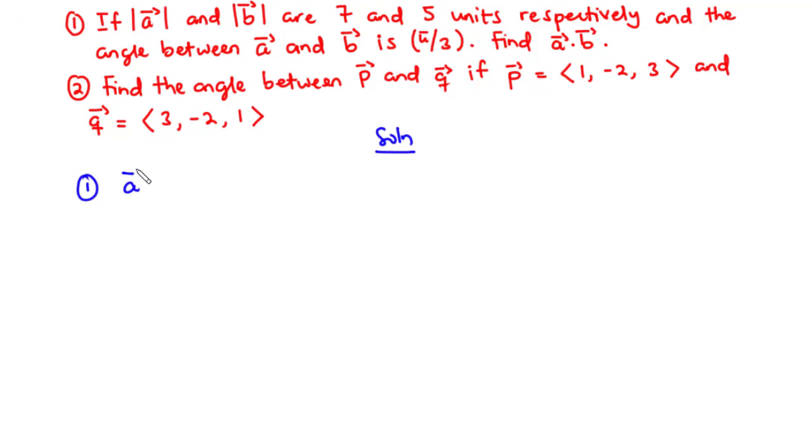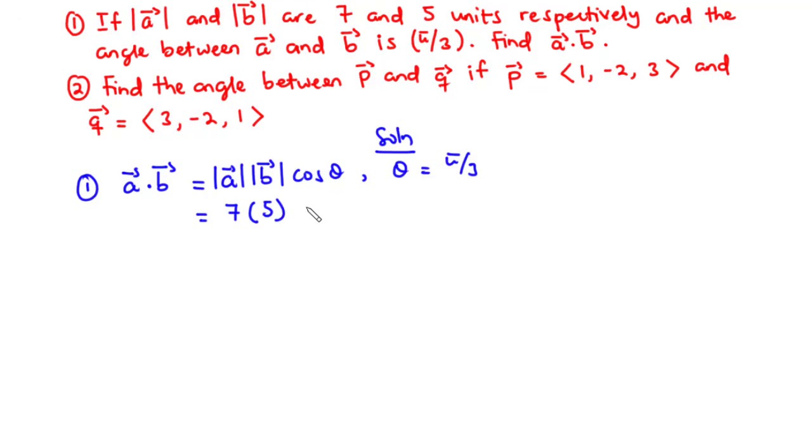So the dot product of vector A and vector B is given by the formula: magnitude of vector A times magnitude of vector B times cosine of the angle theta. Here we have the value of the angle theta to be pi on 3. The magnitude of vector A is 7. Magnitude of vector B is 5. And then we have this times cosine of pi on 3.